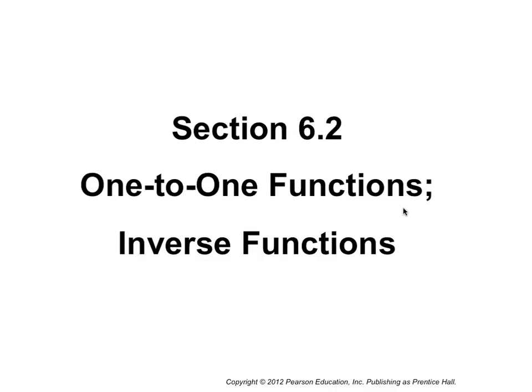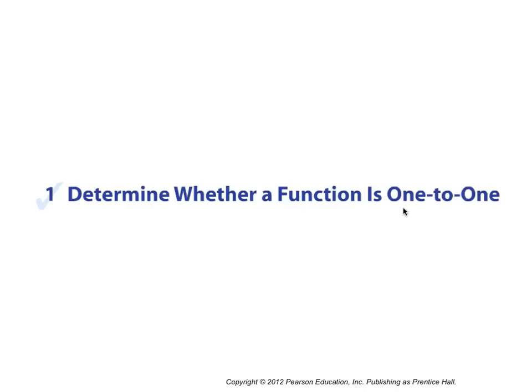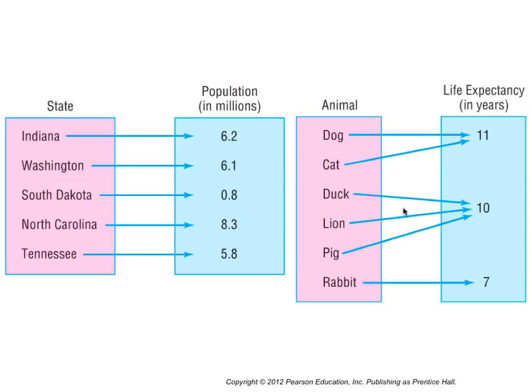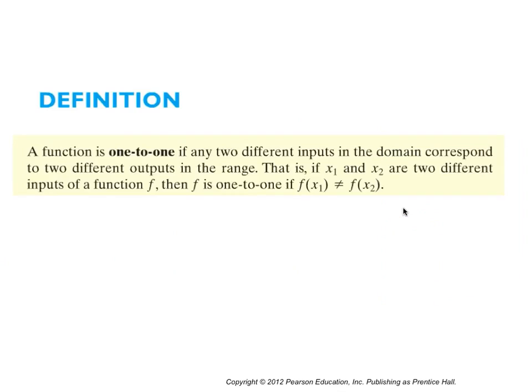Okay, section 6.2. This is where we're going to be using some of the stuff that we just learned about composite functions. In particular, we're finding one-to-one and inverse functions. If we want to determine whether a function is one-to-one, it's basically exactly what it sounds like. For every one x, we have one y, and the other way around. If any two different inputs in the domain correspond to two different outputs in the range, then your function is one-to-one.